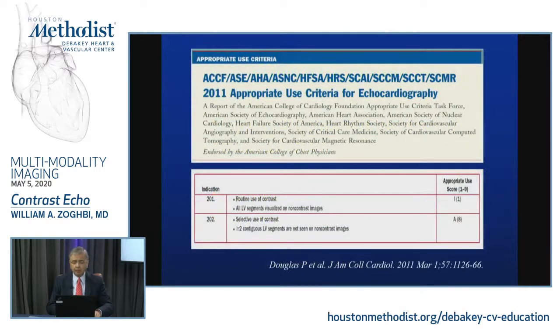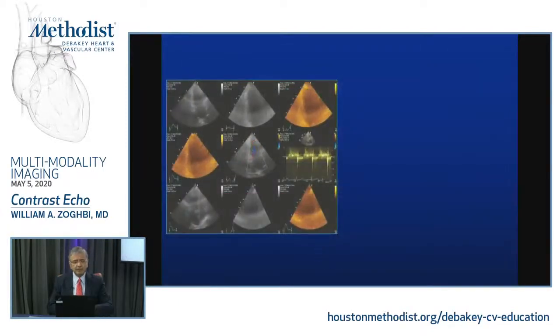If you look at the appropriateness criteria from the various organizations, routine use of contrast, if all the segments are visualized, is certainly inappropriate. At times you may see shadowing that may hinder some of the imaging. But you want to use it appropriately when you don't see enough of the ventricle and you need assessment of ventricular function. So that's going to be very important.